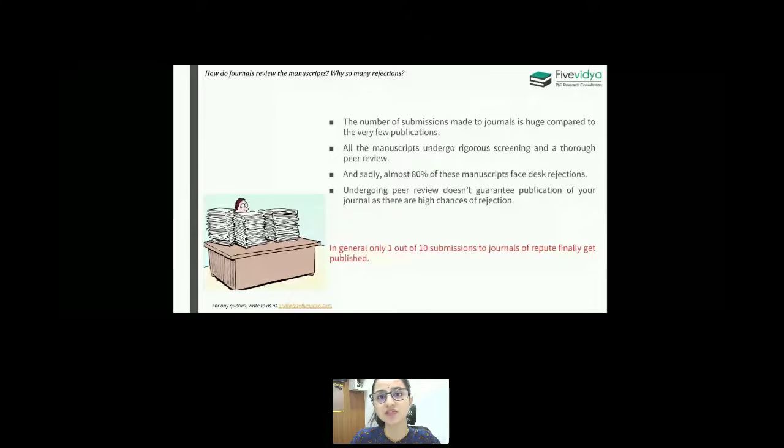So you have to be extra careful while preparing your manuscript so that you can avoid those desk rejections. And even if you pass desk rejection, it does not mean that reaching the stage of peer review will be the end of the journey and your paper is published. No, it is also possible that your paper gets rejected at the peer review stage. So you have to be extra careful during that stage also, and move ahead very cautiously.